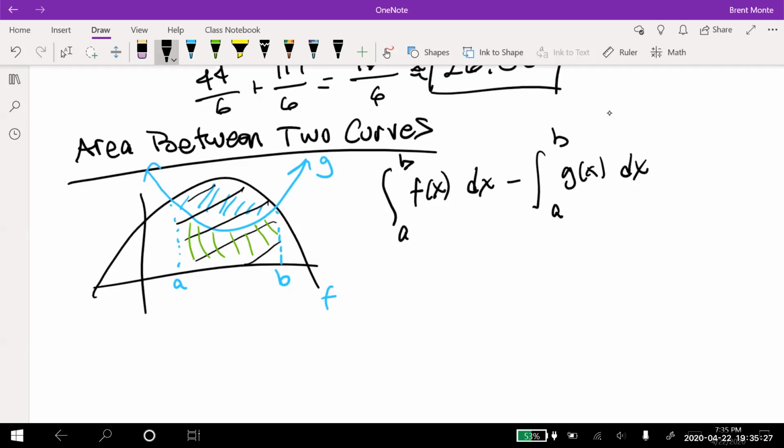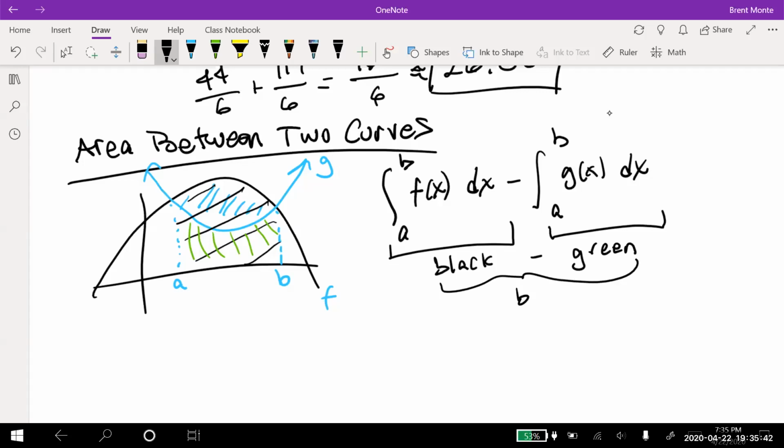And so if I have the black area, and I'm subtracting away the green area, notice that's only going to leave me with blue. Now, you probably never knew that black minus green was blue, but in this case, obviously it is. But that's how we find the area between two curves, with this nice little formula right here.